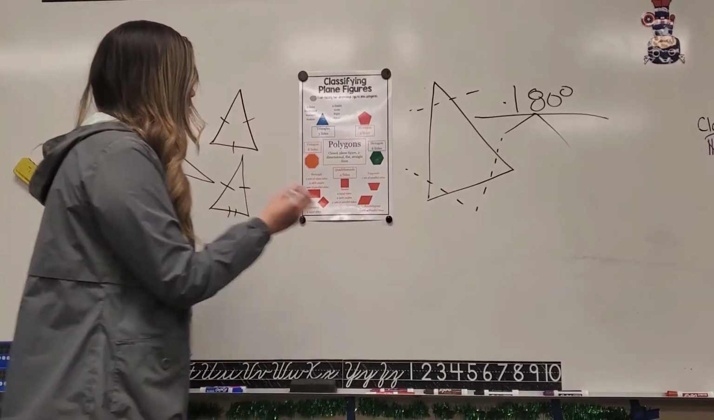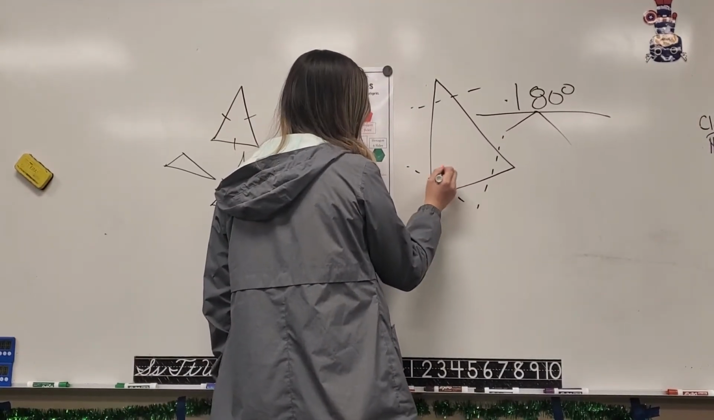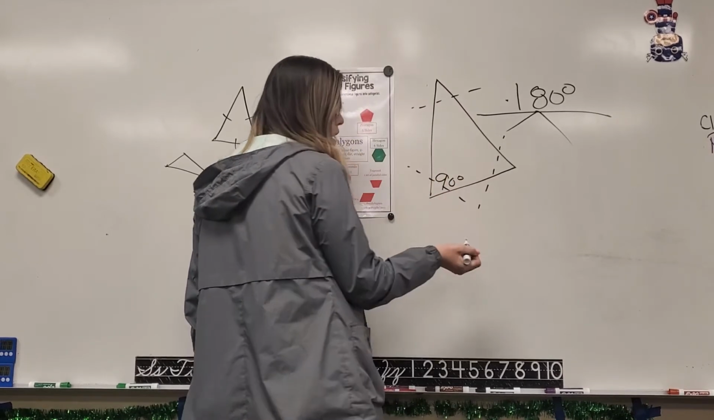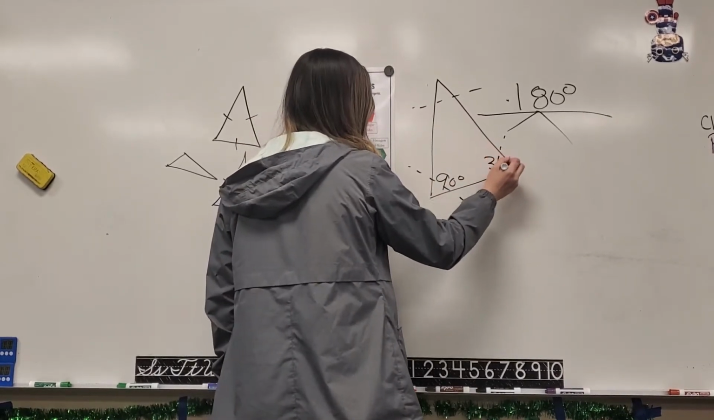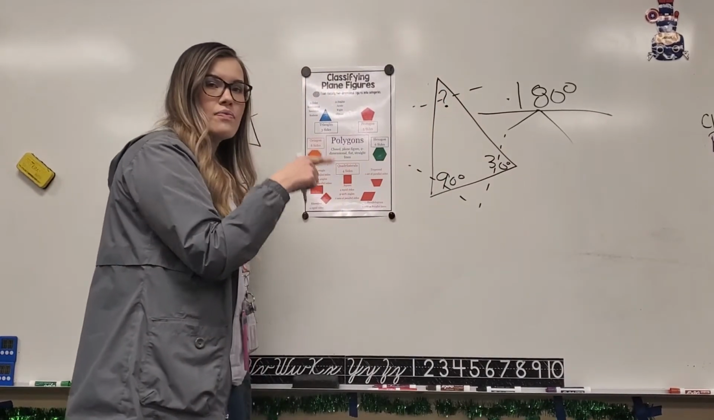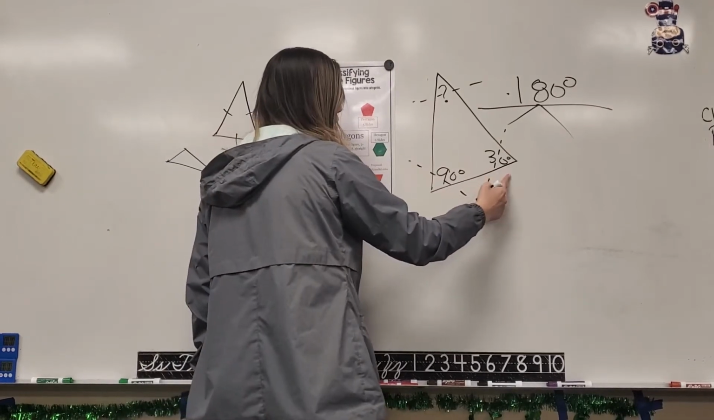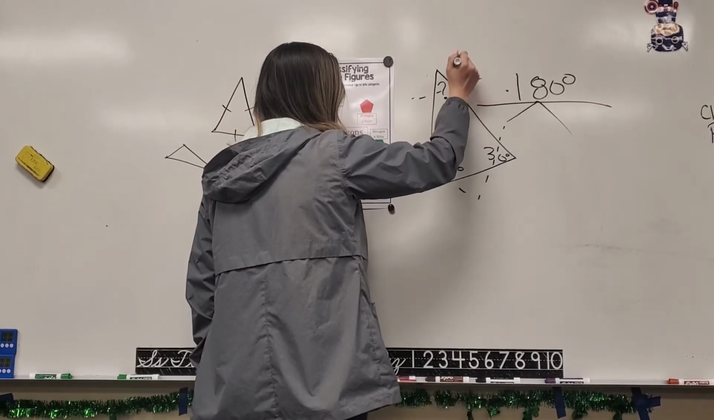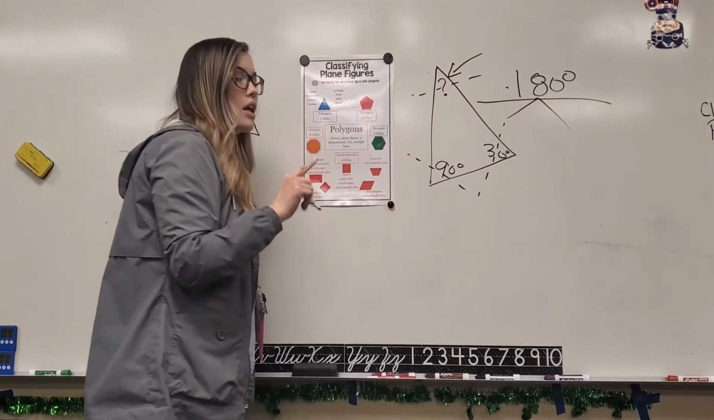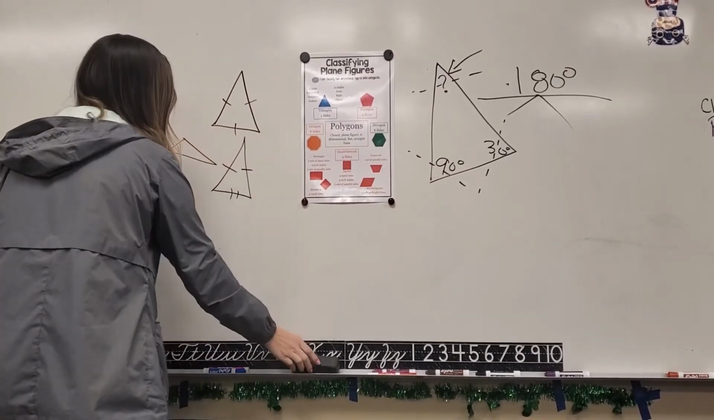So for instance, if I had a 90-degree angle here, and then a 30-degree angle here, and it said, okay, what's this angle right here? I know I can find that angle measure by adding these two up and then subtracting it from 180. And I'll let you try to find that out. So that's all about triangles.